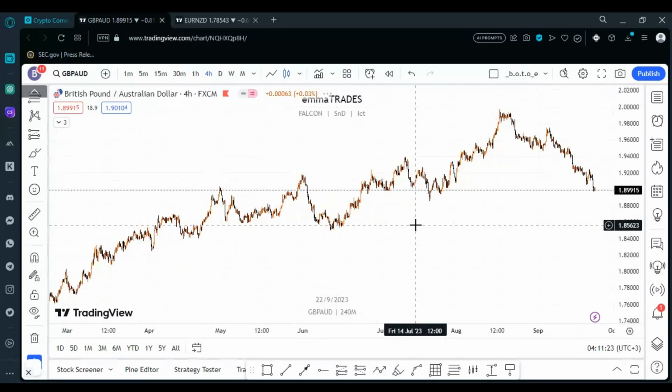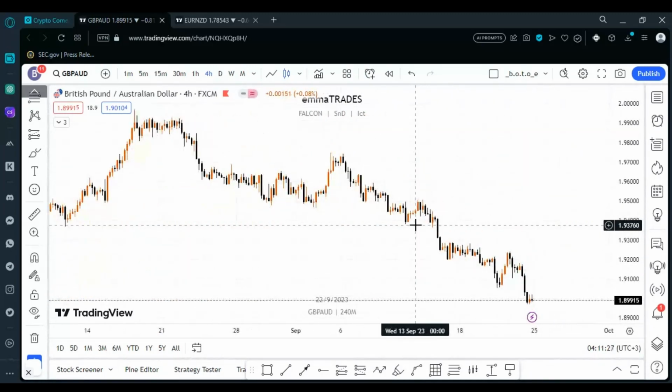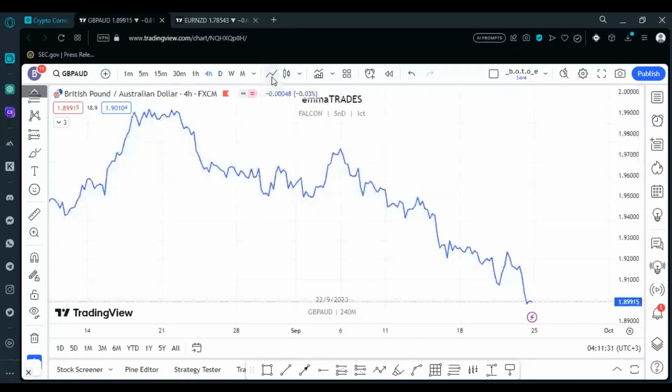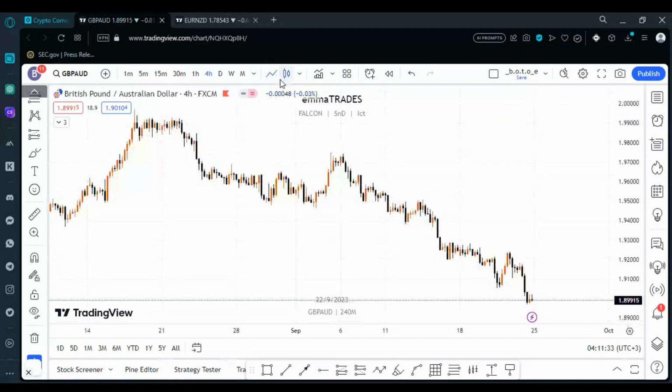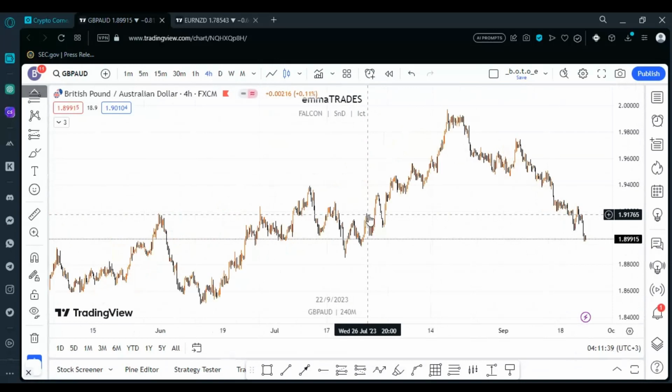So let's dive right into it. These are candlestick charts that we basically use to read price action as retailers or technical traders. You can always switch it up with a line chart. We're going to try and identify the different parts of market structure we talked about.